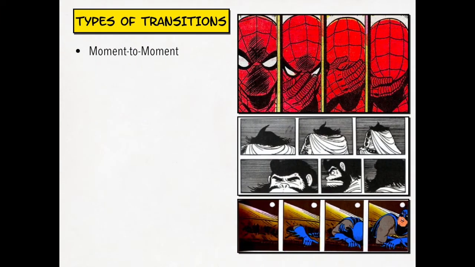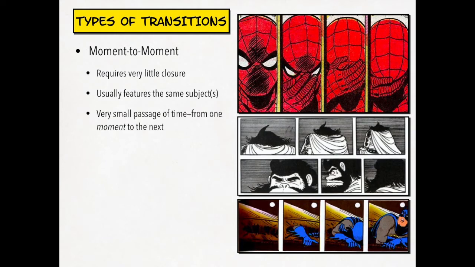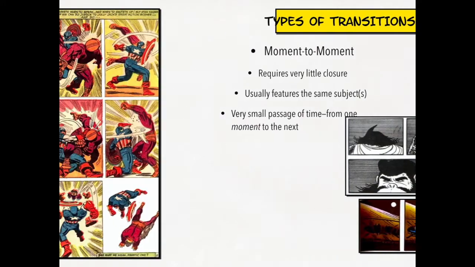So the first kind of transition McCloud talks about is the moment-to-moment transition. In these transitions, we require very little closure. We generally know what's happening because, well, it's less than half a second between each panel. It doesn't require a lot of thought. It usually features the same subject, and notes a very, very small passage of time, literally from one moment to the next.